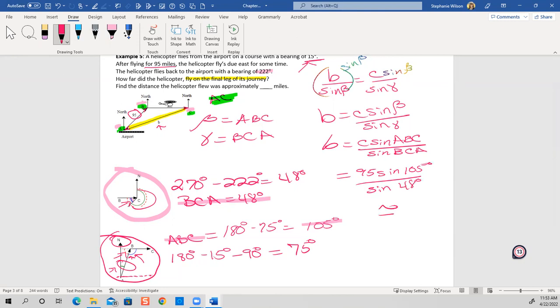We're going to round to the nearest tenth, and we get 123.5. So my answer is 123.5 miles. All right, so let's do the last one.